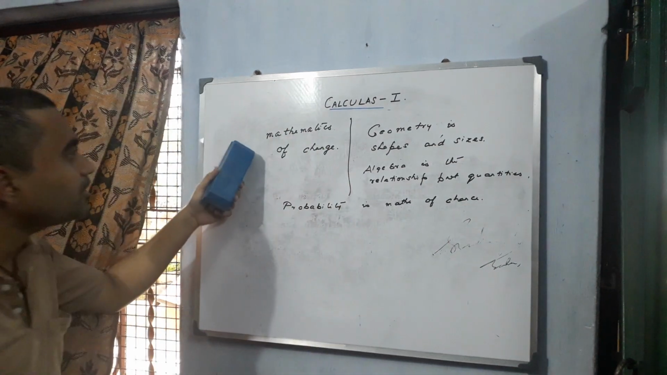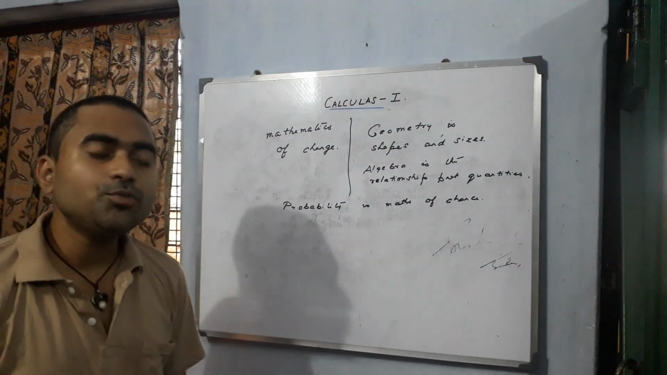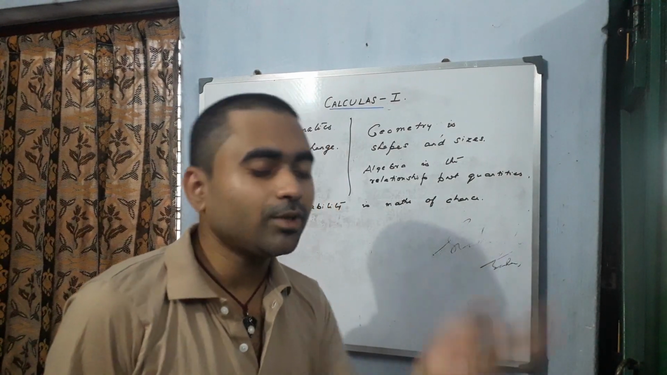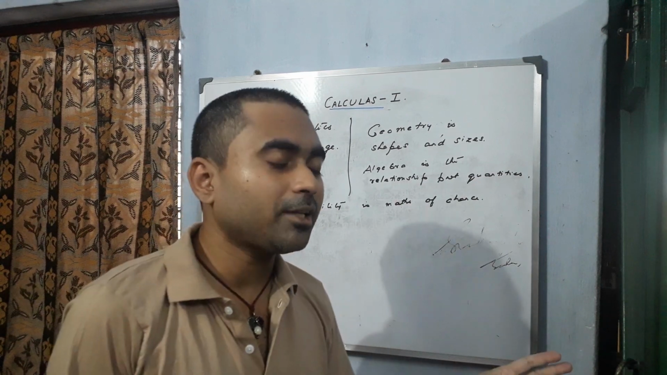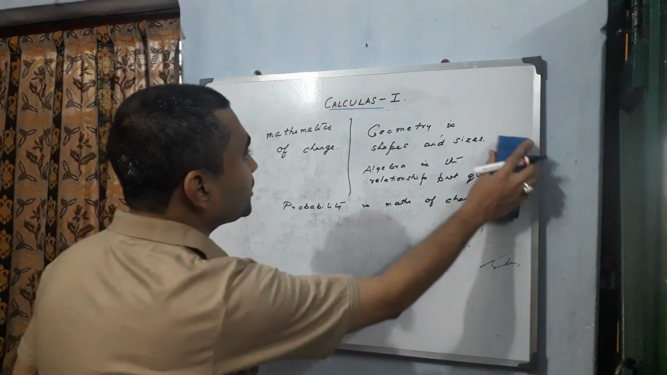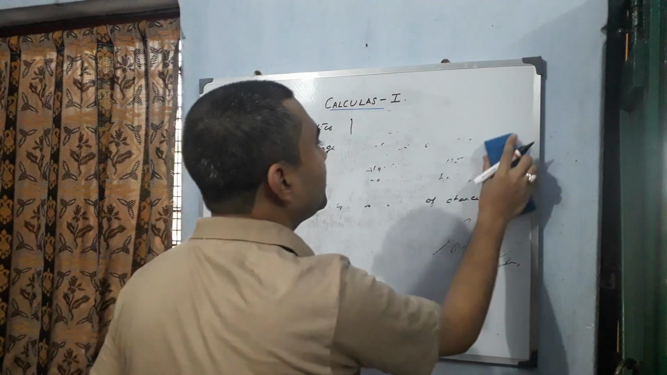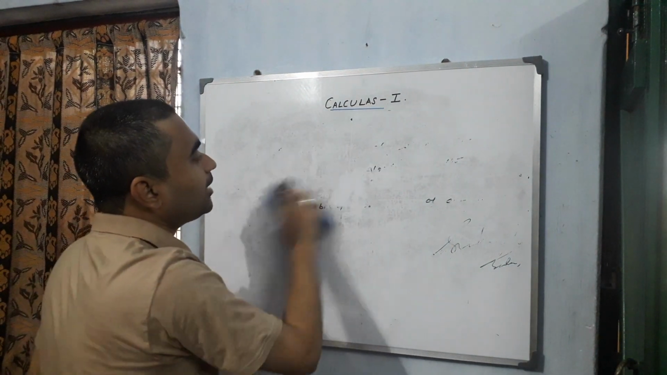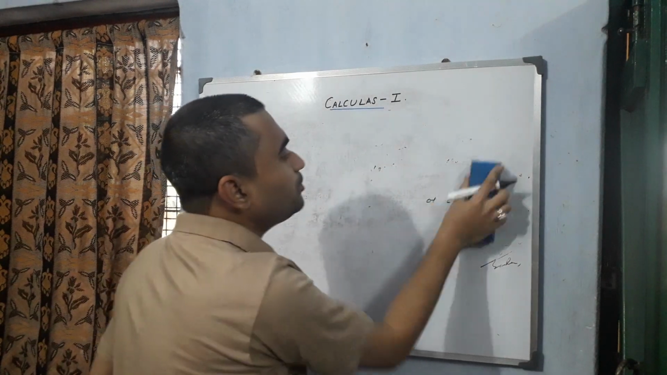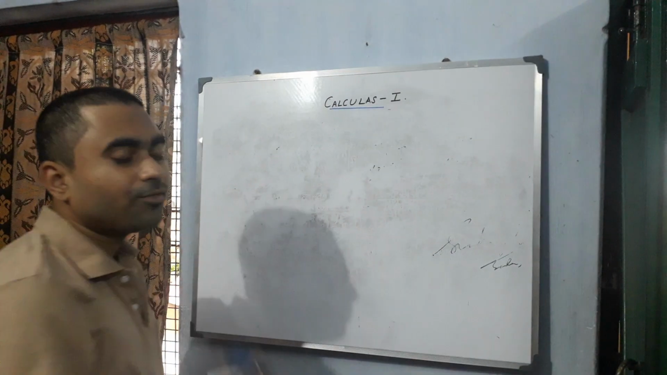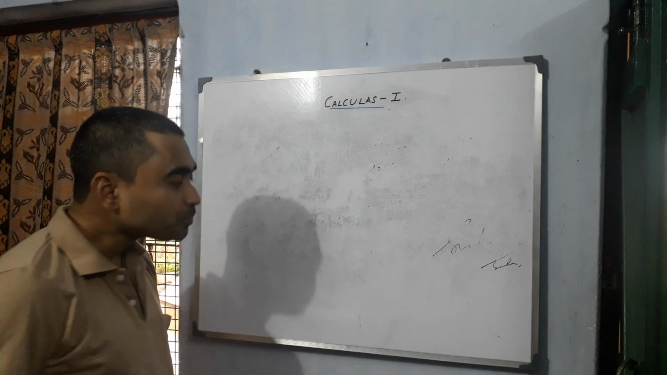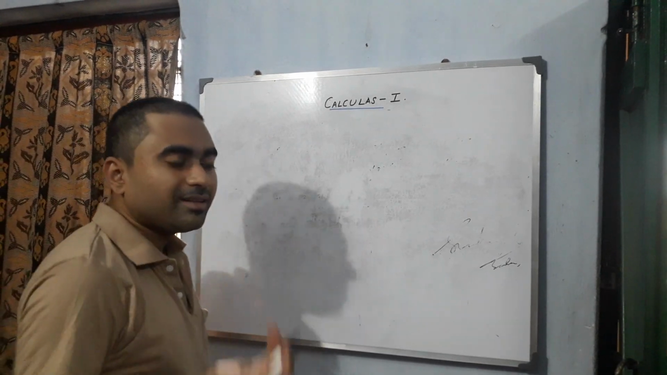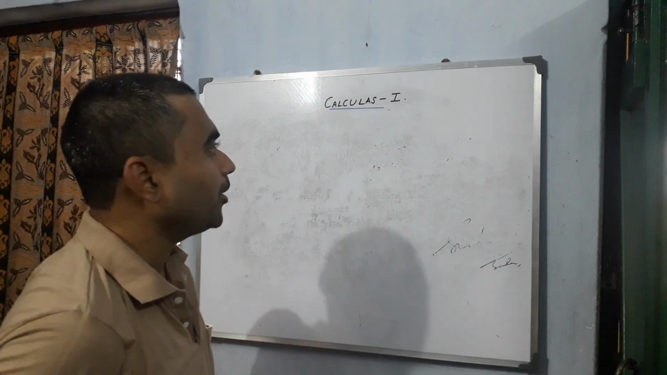Now, calculus is the mathematics of change. This was developed by two mathematicians. One was a physicist as well as a mathematician. The other was a mathematician. The name of the first one was, we all know him, Sir Isaac Newton. And the other one was Leibniz, Gottfried Leibniz.